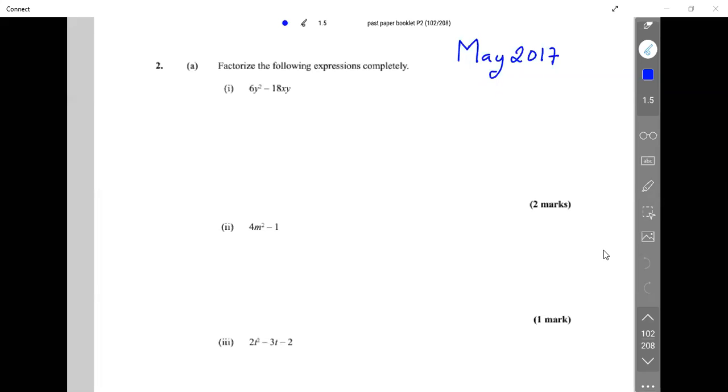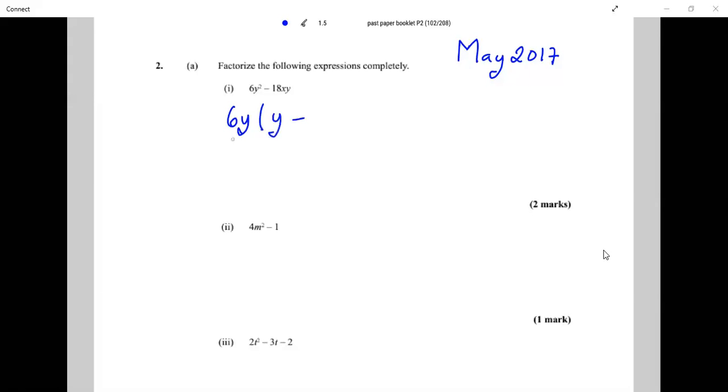All right, now 6 can go into both 6 and 18. So I have to put the highest common factor outside of the bracket. Y is also common. You always use the one with the lowest power, so that is y. Then I'm going to divide. Now 6y into 6y squared is y, minus 6y into 18xy is 3x. So that's the answer for the first one.